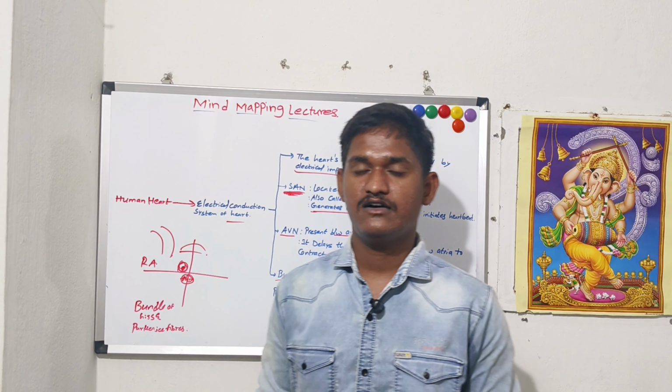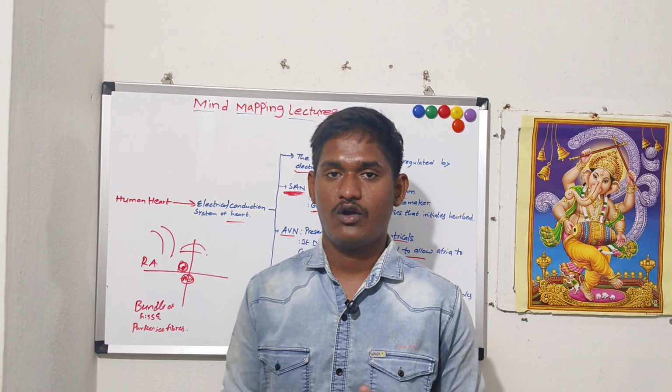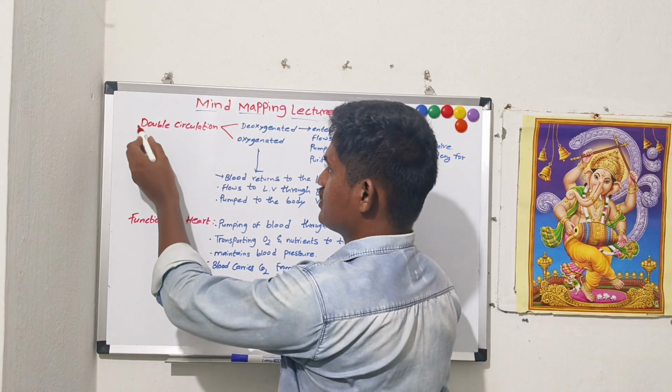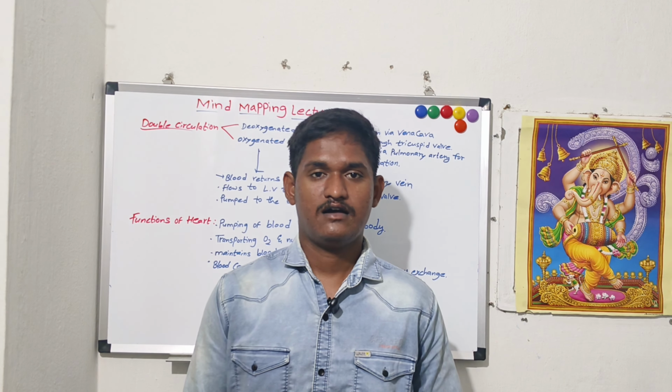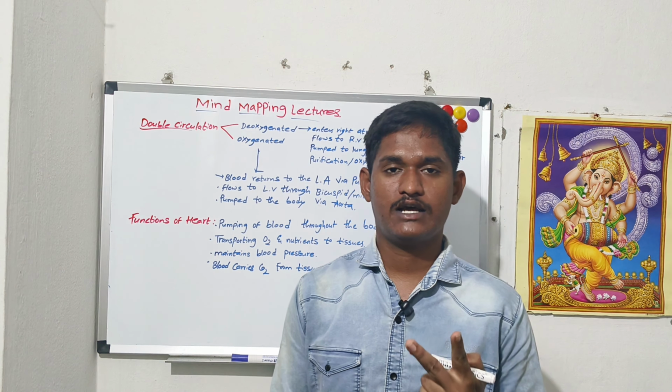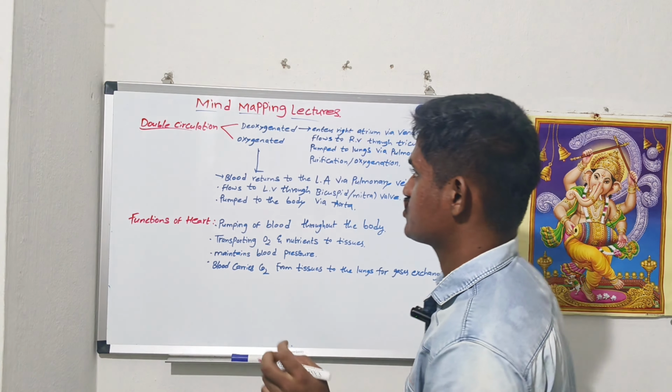The bundle of His and Purkinje fibers both are present in the ventricles. They are responsible for the contraction of the ventricles. Double circulation. Generally our body shows double circulation, which means the blood enters into the heart 2 times before it is delivered to the body. It's called double circulation.